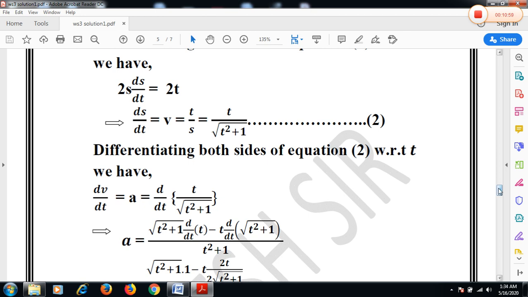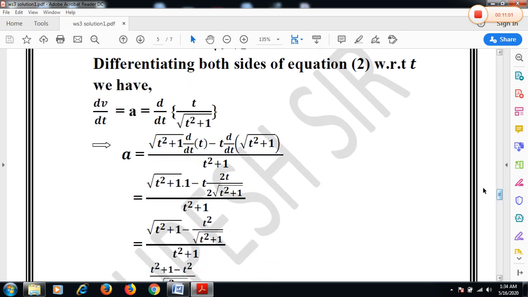So what we are having, a equals to root over t square plus 1 into d/dt of t equals to 1, that is we have put 1 over here, minus t into d/dt of root over t square plus 1. We have again used the chain rule over here, and we are having 2t by 2 root over t square plus 1, which results in root over t square plus 1 minus t square by root over t square plus 1, by t square plus 1.